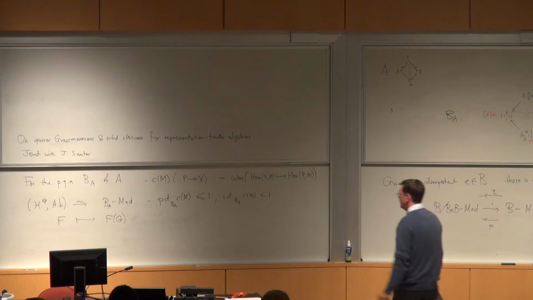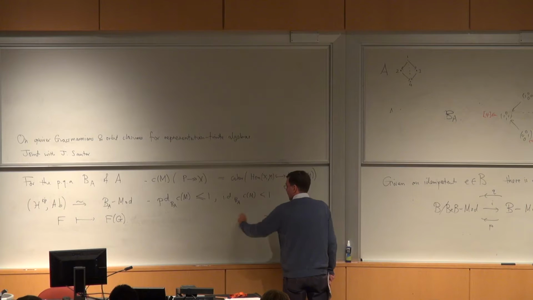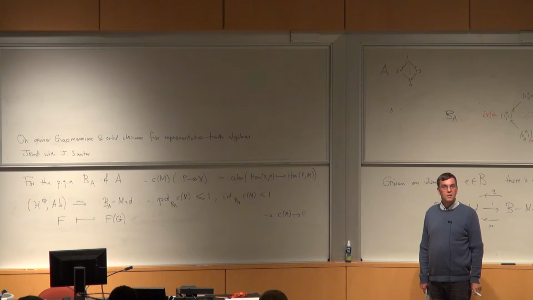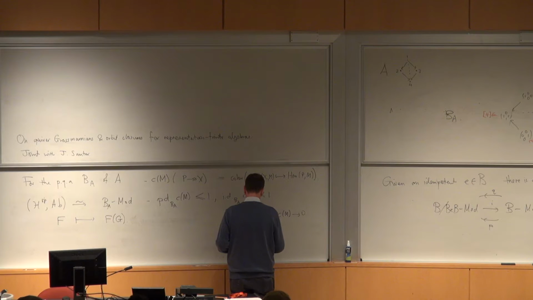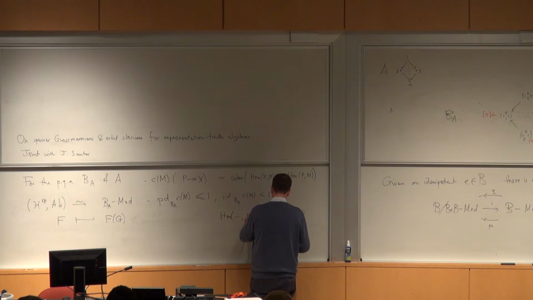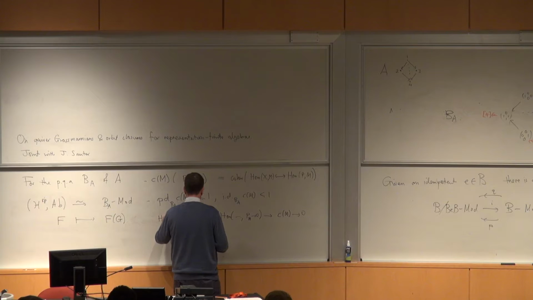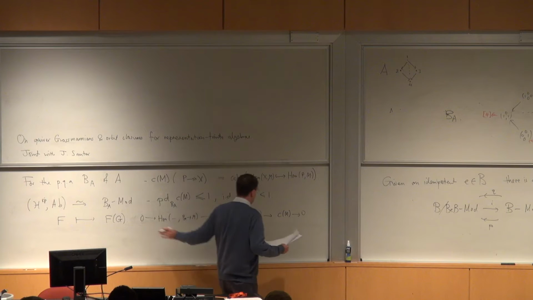Maybe I'll write it down. C of M. I want to tell you some projective B modules. Well, that's the same thing as representable functors on H. And the representable functors are just Hom(blank, projective cover of M) to Hom(blank, projective cover of M) to C of M to 0. And a bit of diagram chasing shows that that's an exact sequence, so that's the projective resolution.